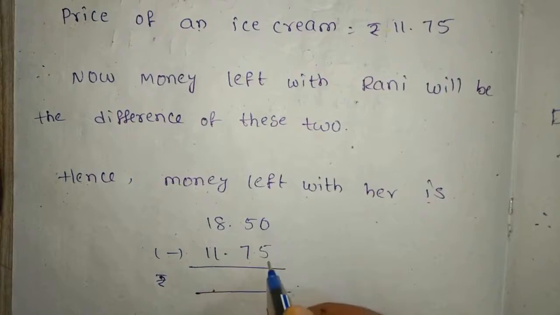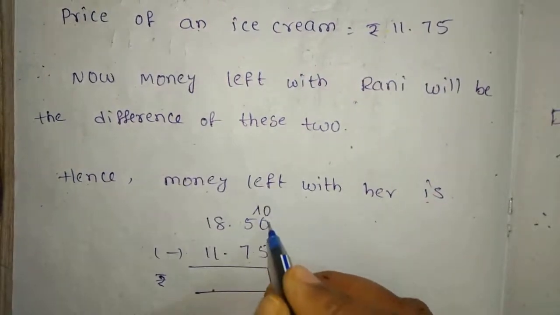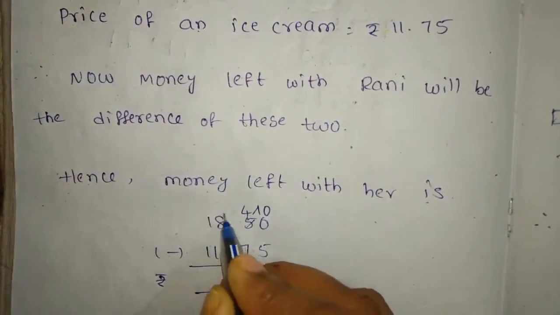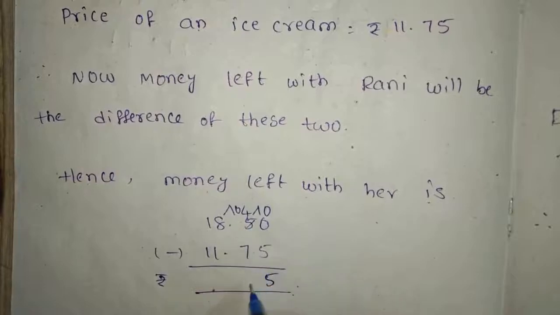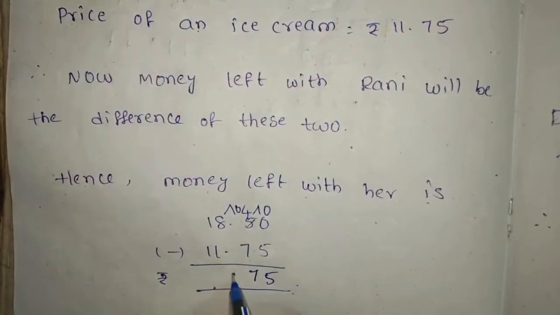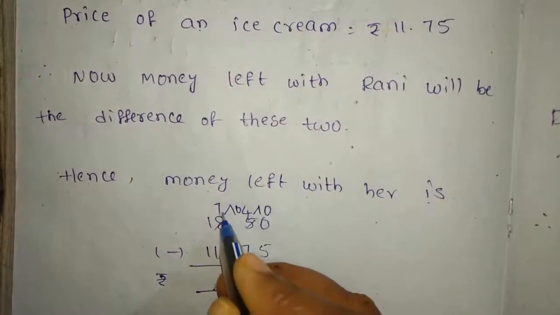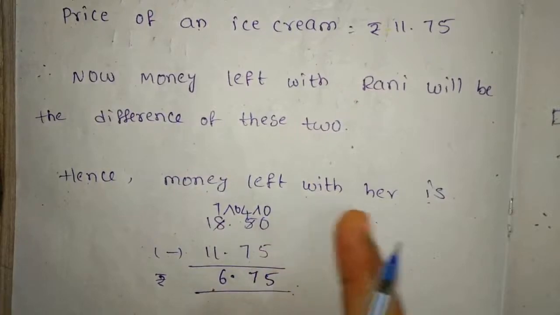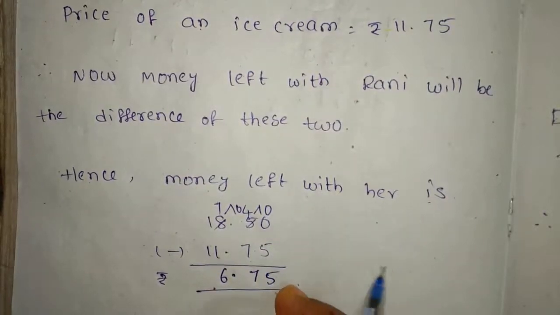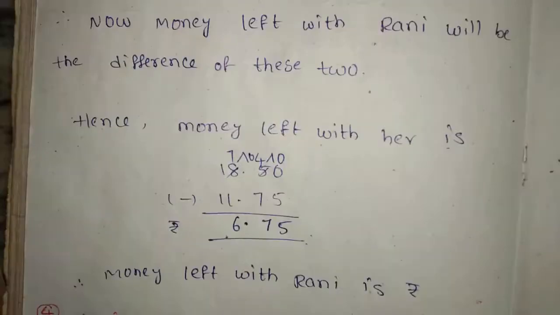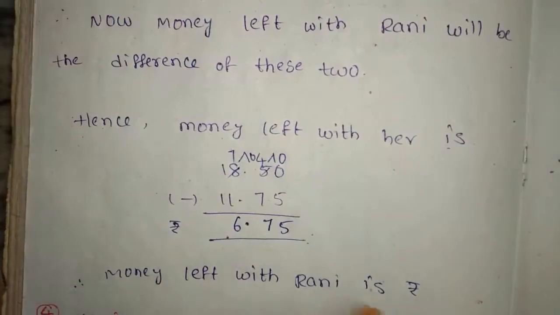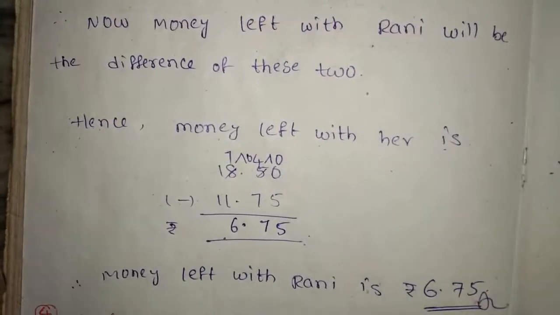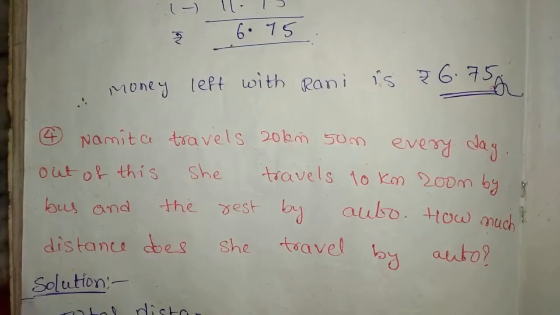Therefore, first 0 minus 5 is not possible. So take borrow. 10 minus 5 is 5. Here 4 will be there. Here also not possible, so we take borrow, and 14 minus 7 is 7. We keep the decimal point here. Here 7 will be there. 7 minus 1 is 6. 1 minus 1 is 0. So now the money left with her is rupees 6.75. So, therefore, the money left with Rani is rupees 6.75.